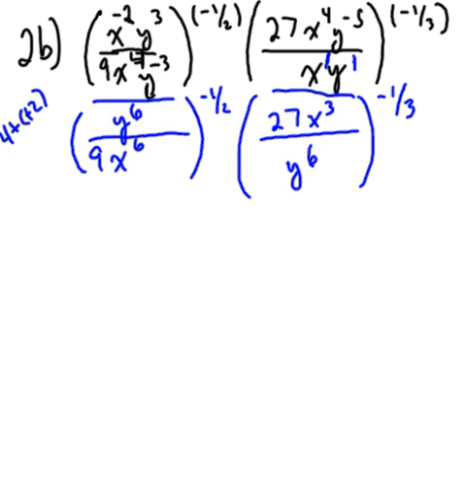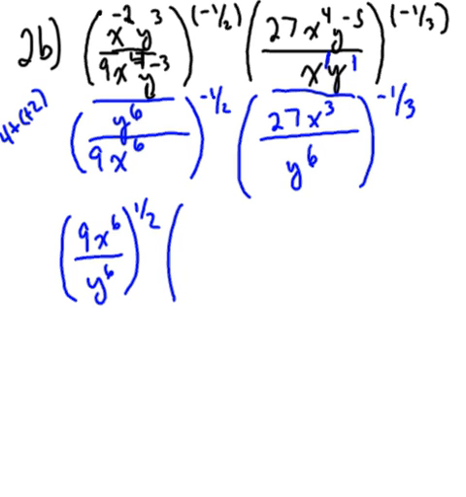Okay, now we've got to deal with the exponent that's outside the parentheses. Well, that's a negative exponent, so I need to flip over my fraction and make it positive. So it becomes 9x to the 6th over y to the 6th, and that's raised to the positive 1/2. And then you're going to end up with y to the 6th all over 27x cubed, y to the positive 1/3. So we went from negative exponent to positive exponent, and all we did is flip over the fractions.